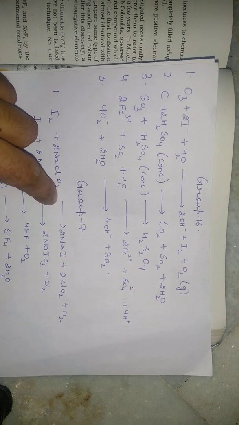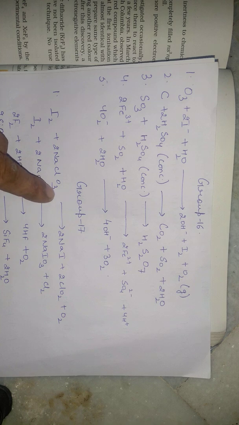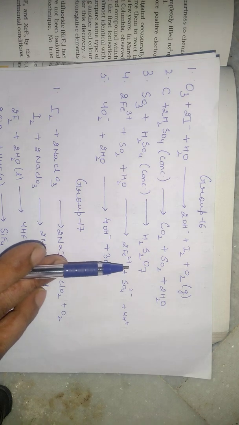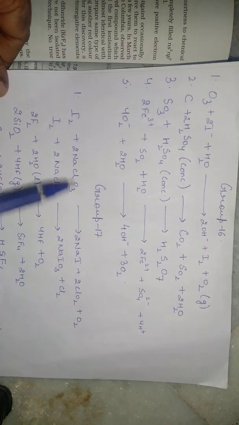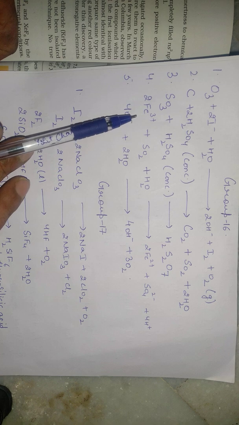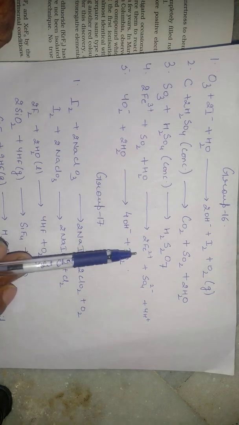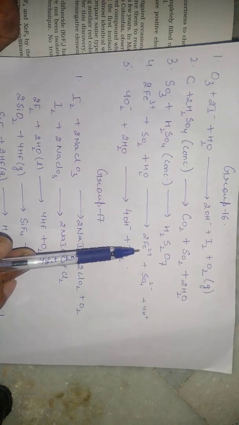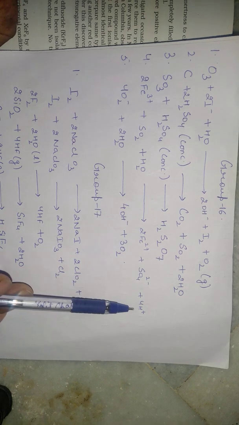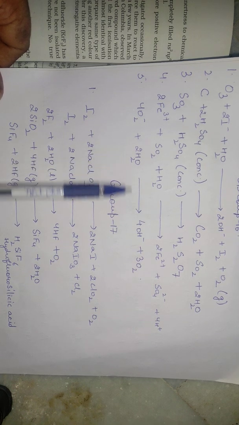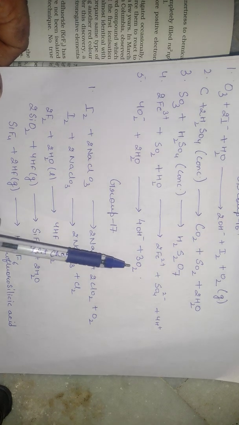Next is SO3. Sulfur trioxide, when it reacts with sulfuric acid, results in the formation of H2S2O7. Again, a very important reaction. Moving on, Fe3+ ion reacts with sulfur dioxide in water, resulting in the formation of Fe2+ ion, sulfate, and hydronium ion, 4H+, is liberated. Similarly, I have given an example of O2 negative ion. When it reacts with water, it results in the formation of hydroxide ions, and oxygen is liberated.